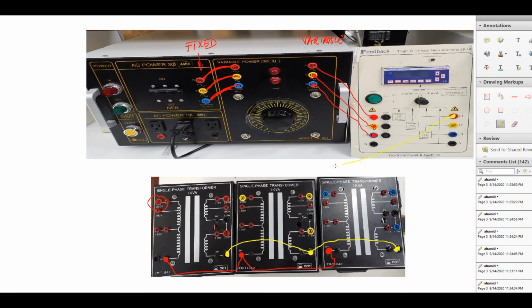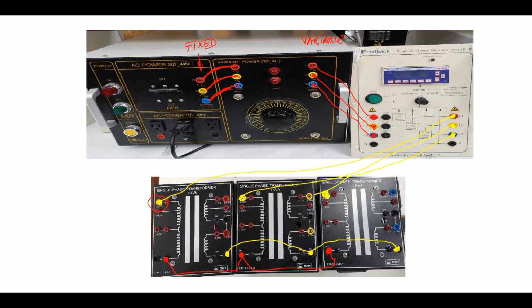So this line will be supplying the primary of this transformer. This line will be supplying the primary of the second transformer, and this line number 3, the last one, will be supplying the primary of the third one here. Okay, and that's it. We end up with a similar connection to the last circuit we used in feedback stations.